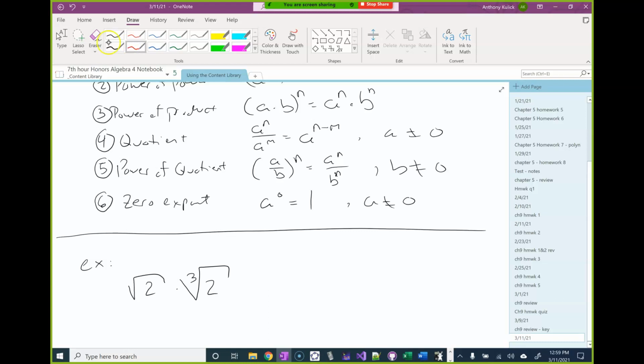Oh, there's one more I forgot. There's the negative exponent property. It says a to the negative n is 1 over a to the n. Again, where a is non-zero.